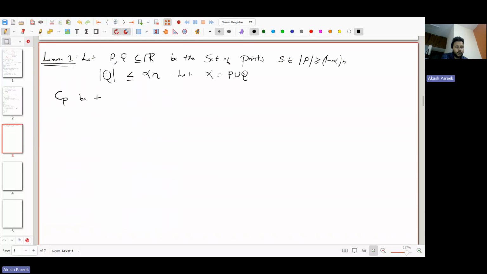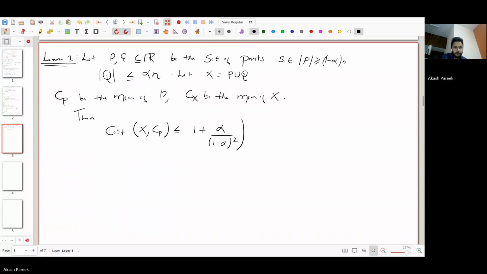Let CP be the mean of P, CX be the mean of X. Okay. Then the cost of X on CP is (1 plus alpha) by (1 minus alpha) whole square times the cost of X on CX. Right? So we want to prove this lemma.